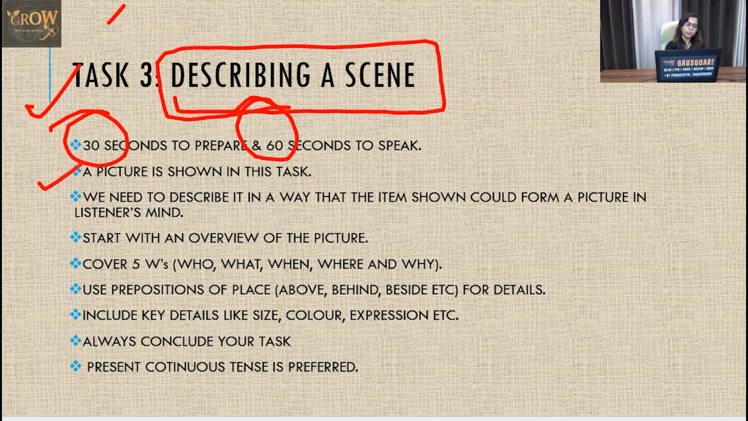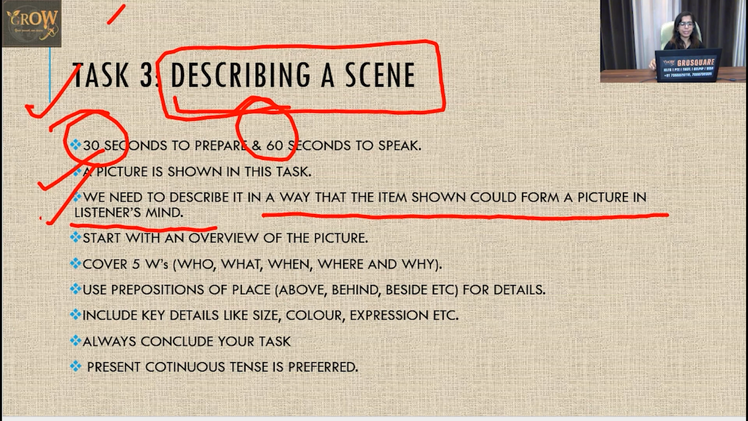This is what we are seeing over here as well, that a picture is shown in this task and we need to describe it in a way that the item shown could form a picture in the listener's mind, right? We have to explain things in literal detail so that the person listening can understand very well. Then we have to start with an overview of the picture and, as we make our ideas, we need to cover the 5 W's. Now what are these 5 W's? These are who, what, when, where and why.